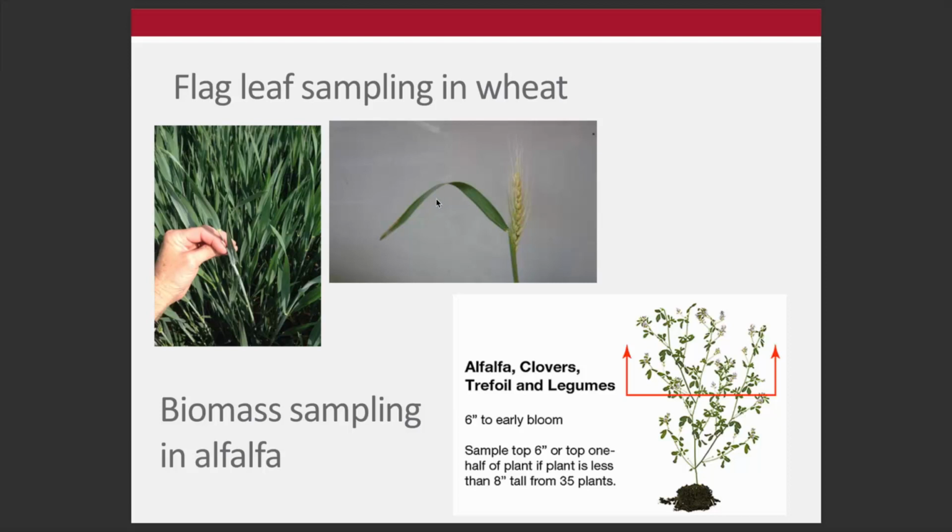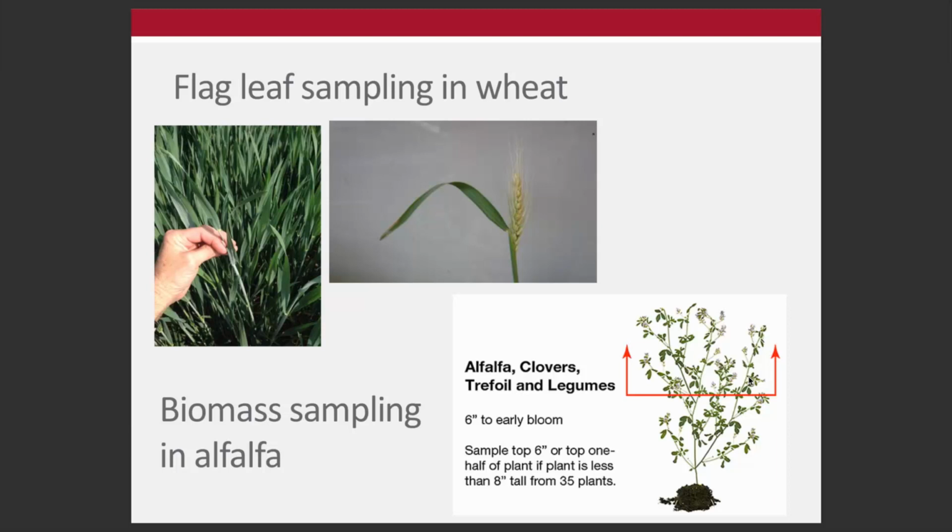And for something like alfalfa or a hay crop, we might sample the first 6 inches at early bloom, or perhaps right before bloom, and we go out and we clip approximately 6 inches off multiple plants. This little picture says 35 plants, so a lot of these. Throw them in a bag, either drop them off at a laboratory or throw them in the mail. Preferably they get there the next day for lab analysis.